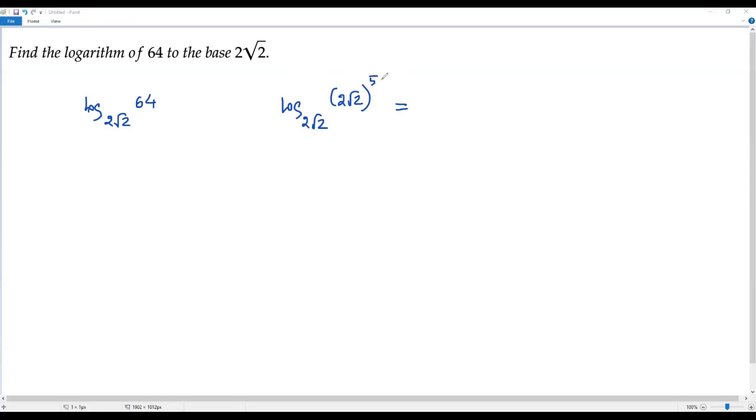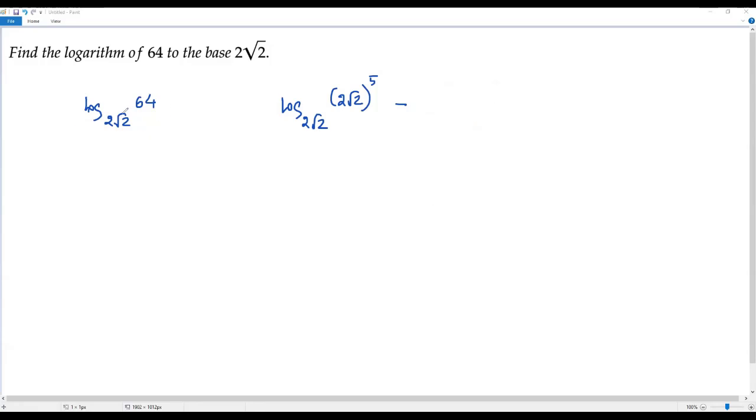That is, when the argument of a logarithm is a power, the exponent we have over here can be moved in front of the logarithm and multiplied by the logarithm. Then we get 5 times log base 2 times square root of 2 of 2 times square root of 2. In this logarithm, the argument is 2 times square root of 2. The base is also the same. In a logarithm, whenever the base and the argument are equal, the value of such logarithm is 1. Then we get 5 times 1. We get 5. In this way, I can evaluate the given logarithm.